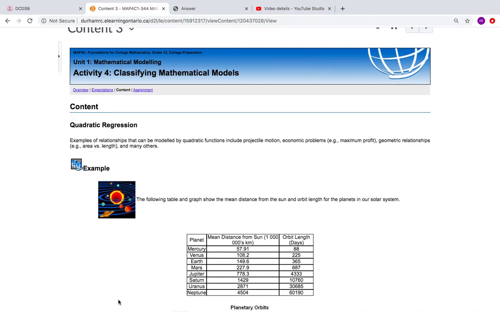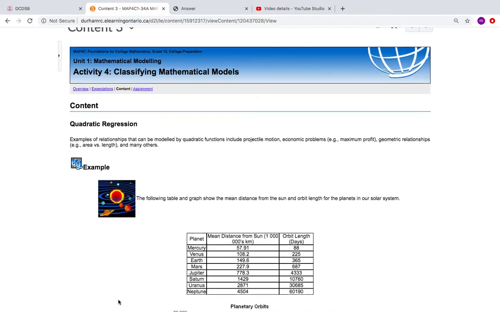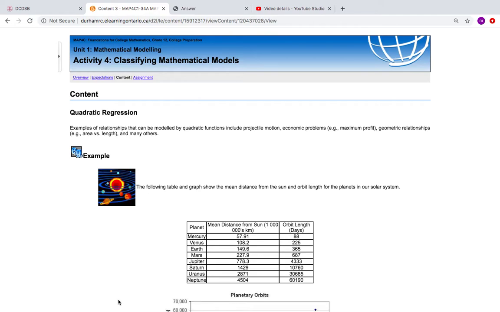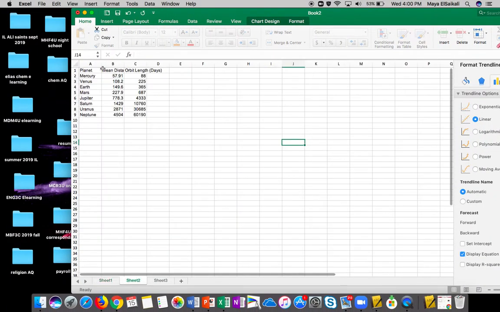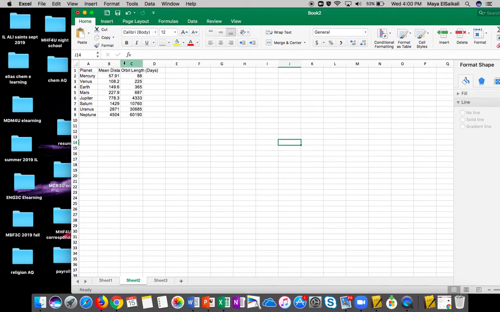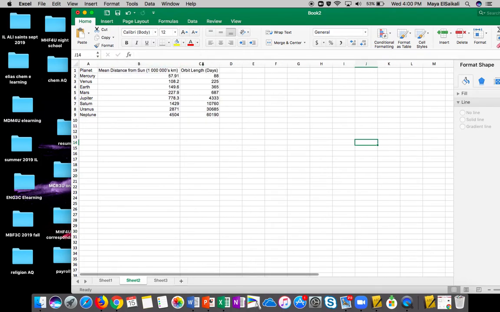So let's look at this example. The following table and graph show the mean distance from the sun and orbit length for the planets in our solar system. So we have the different planets, the mean distance from the sun and their orbit length. We're going to have to graph this, and then predict what's happening, and see what kind of regression line we're going to use. So copy all of this and then paste it in Excel. I've already pasted this in Excel. And then we are going to graph.